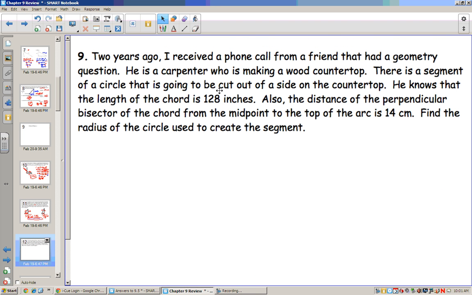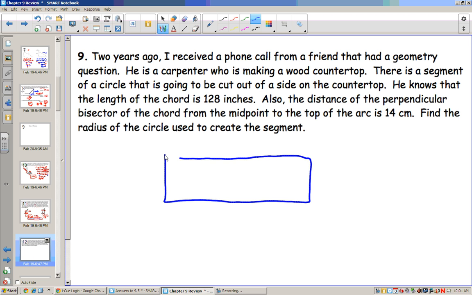All right, this next one. 2 years ago, I received a phone call from my friend who had a geometry question. This is a real issue. He is a carpenter and he's making a wood countertop. And so there's this segment that's cut out of this bar. He's making a table for a bar, and he needed the radius of this circle. Otherwise, it took him forever to figure out how to cut that.